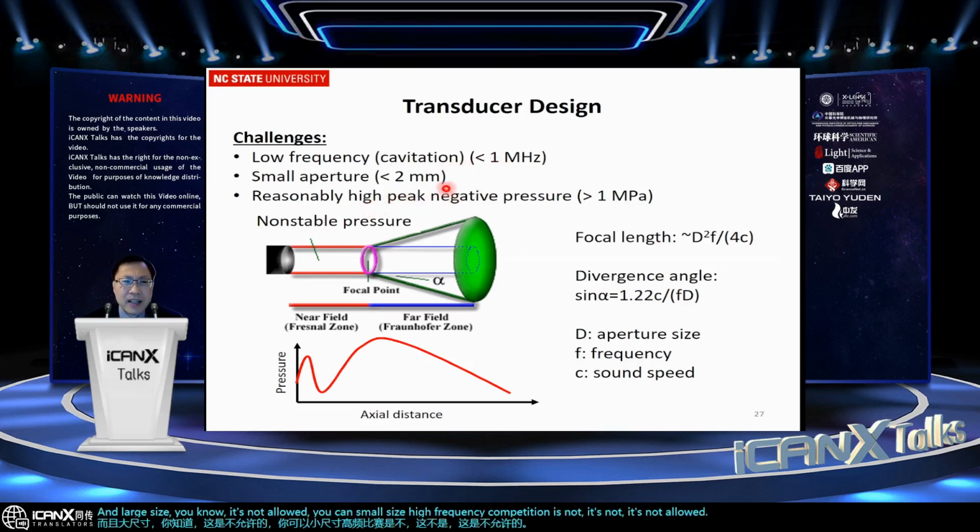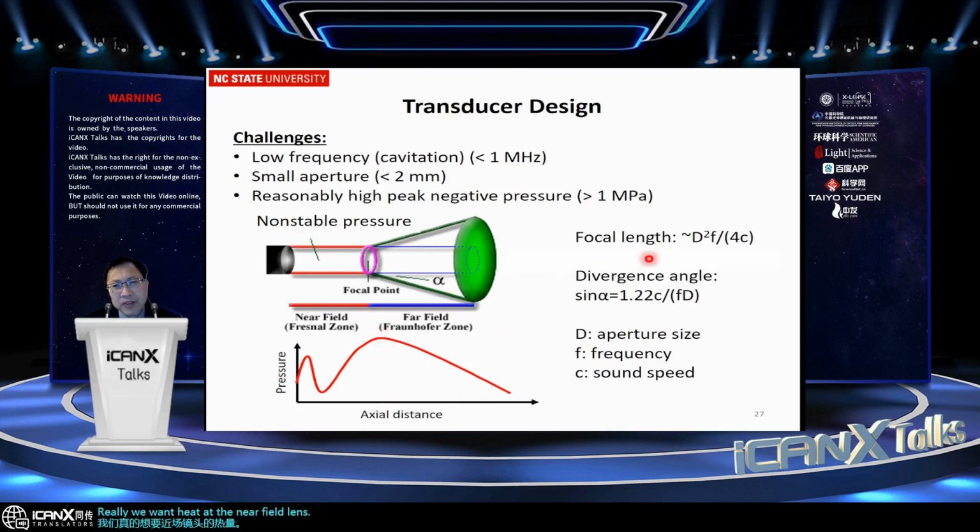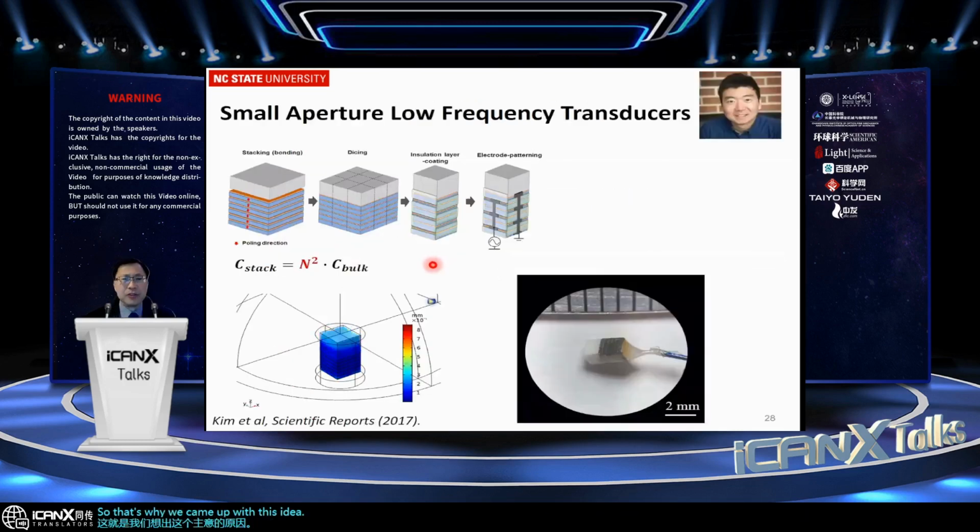So that's really the challenge, because at the same time, we still want to have reasonably high peak negative pressure. If you're familiar with transducer design, you look at the pressure wave, the pressure distributed along the axial direction. Really, we want to hit at the near field length. But with this small aperture D and low frequency F, it's hard for us to get the near field length with well-developed acoustic waves, right? But that's okay. Even in the near field, you get some non-stable pressure, as long as it can reach a certain amplitude that can cause cavitation, it will be fine. So that's why we came up with this idea to do this low frequency, small aperture transducer.